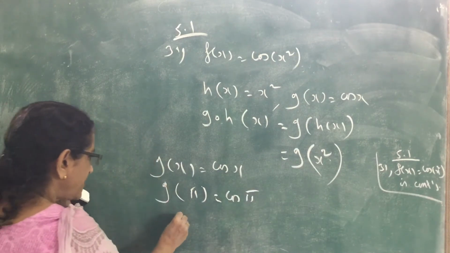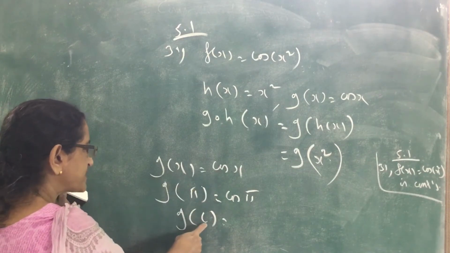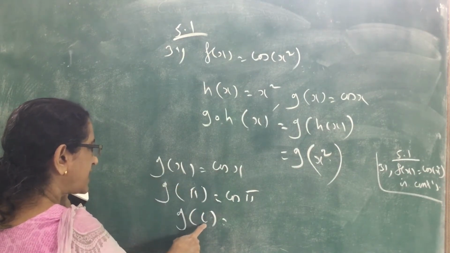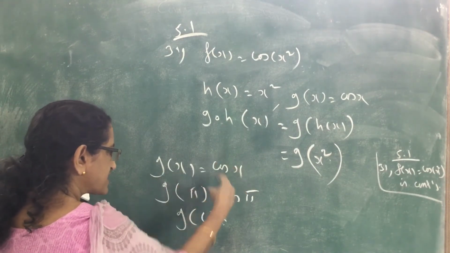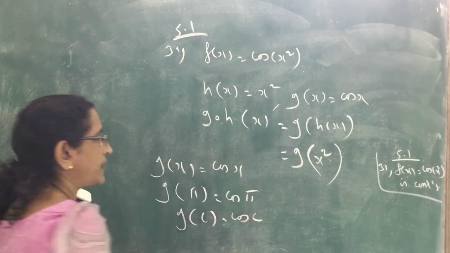Similarly, what is g of c? g of x is cos x. So what is g of c? In the place of x we have to write c. So in the answer also in the place of x we have to write c, cos c, like that.